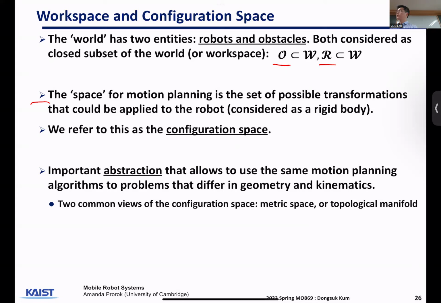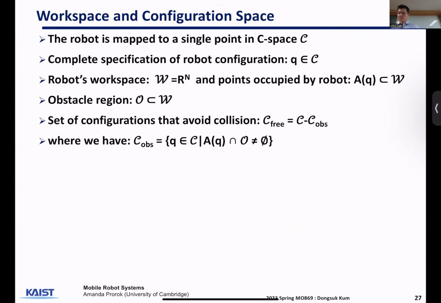We will have some examples, okay? It is an important abstraction that allows us to use the same motion planning algorithms for problems that differ in geometry and kinematics. Two common views of configuration space would be metric space or topological manifold. So that's that. Like I said, those are definitions, and I'll have some examples in the following slides.